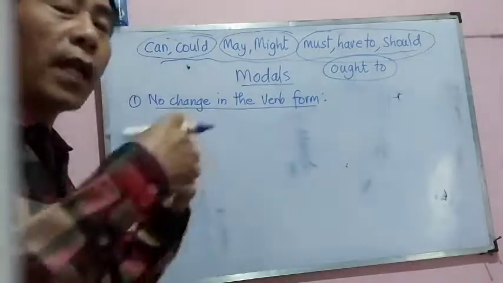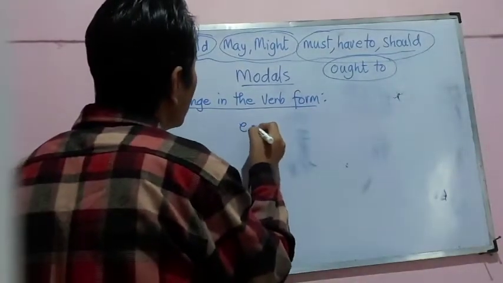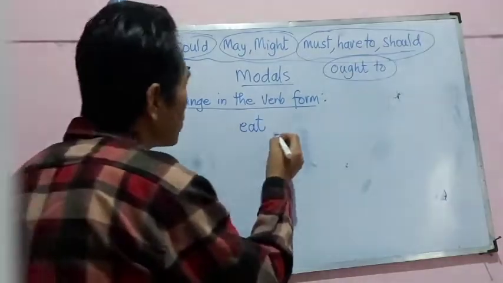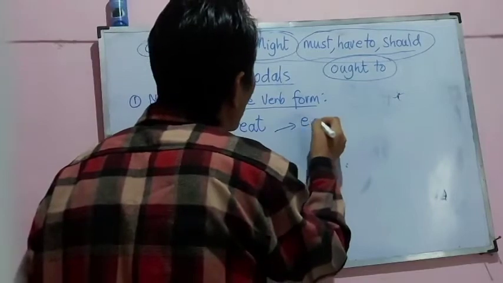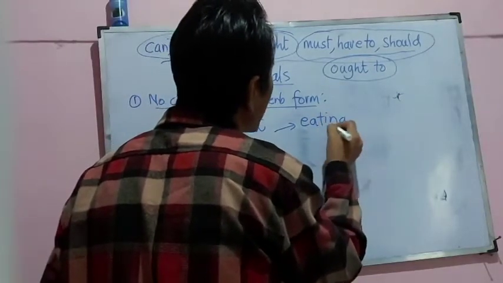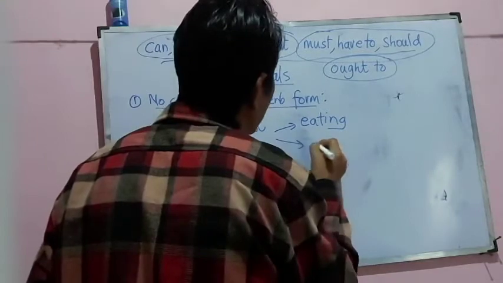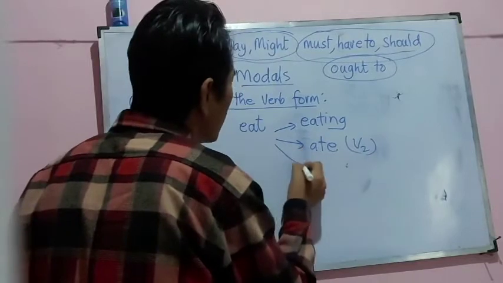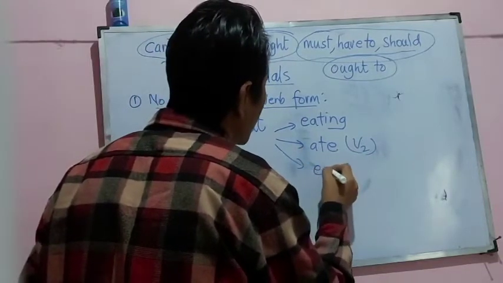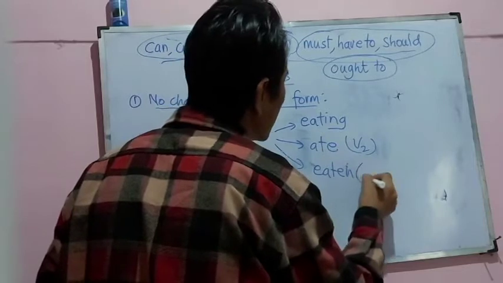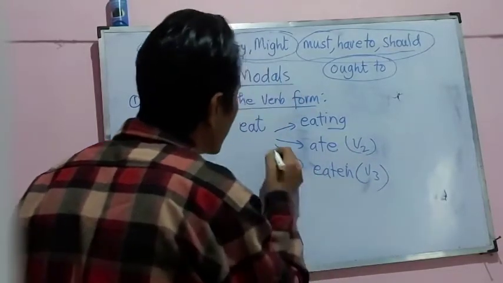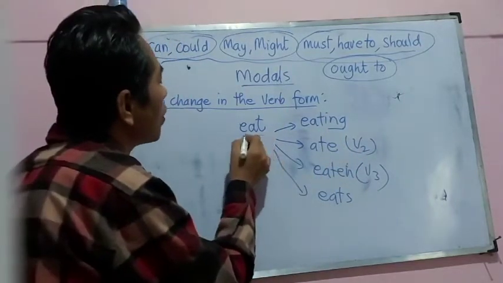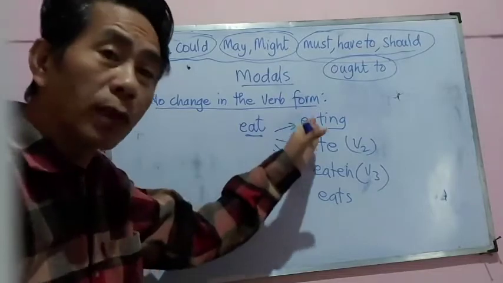Now I will explain to you. We have got the verb eat. It has got different forms. For example, what are the different forms we have? We have got the ing form, eating. We have got ate, verb 2. We have got eaten, verb 3. We have got eats. Now these are the different forms of the verb. This verb has got so many forms.